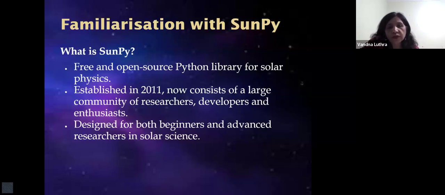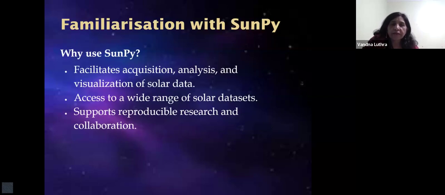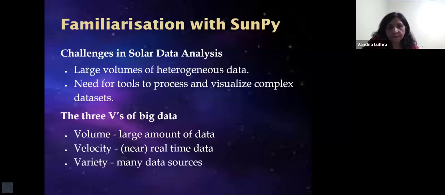In the same way, SunPy is an open source Python library used for solar physics, which is free, and it was established in 2011. Now it has matured over 14 years. It consists of a large community of researchers, developers, and enthusiasts, and it is designed for both beginners and advanced researchers in solar science. Why do we use it? It facilitates acquisition, analysis, and visualization of solar data, gives access to a wide range of solar data sets, and supports reproducible research and collaboration.